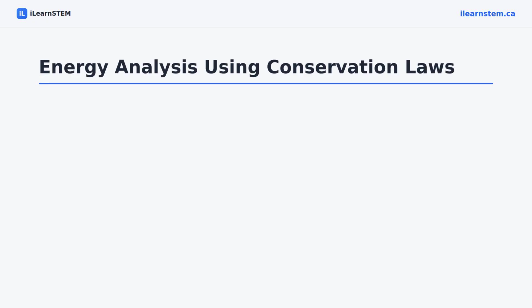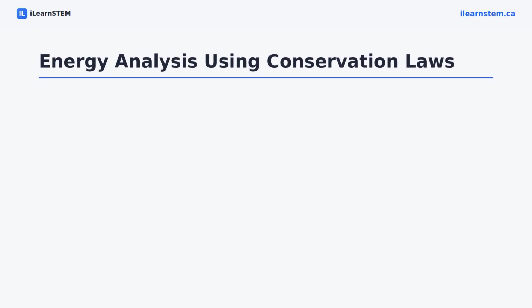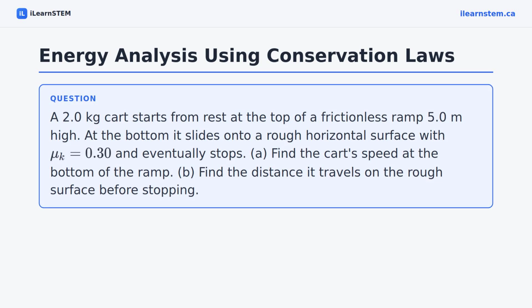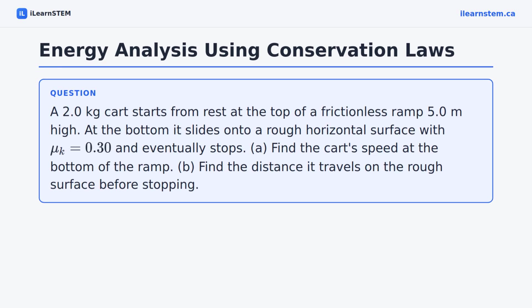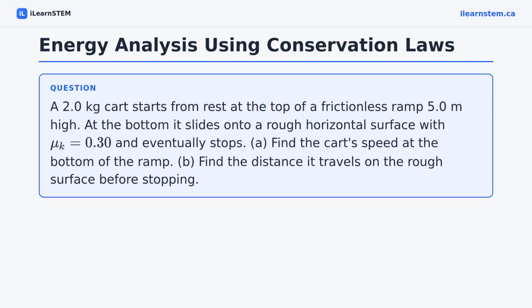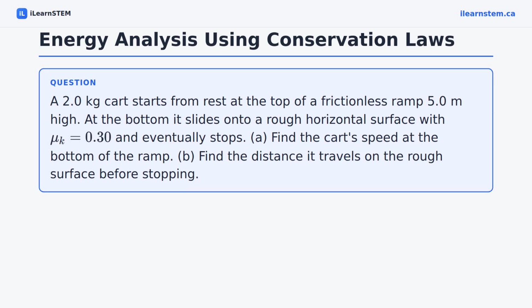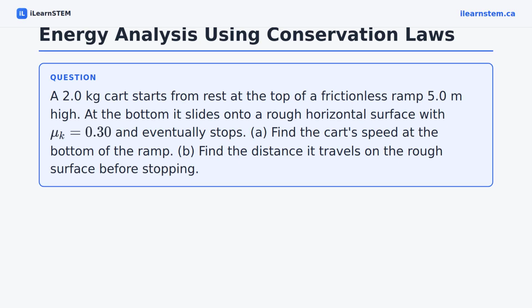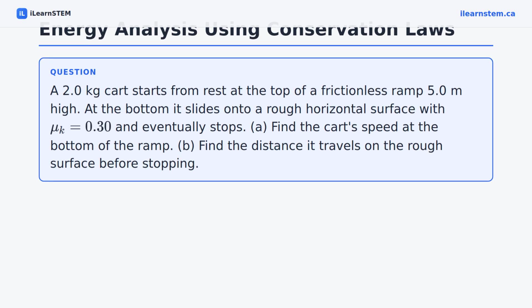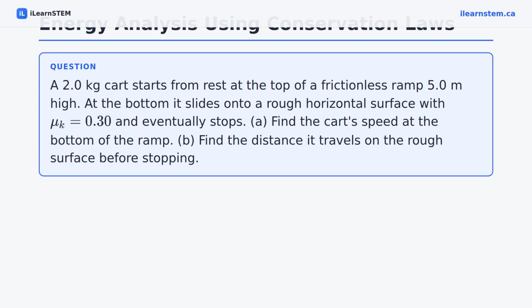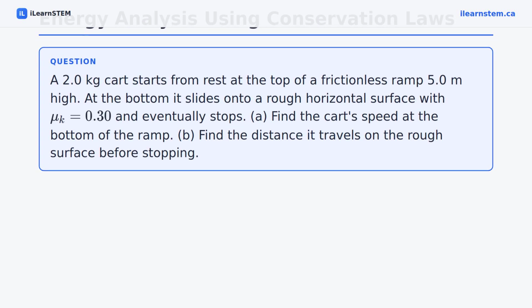We'll practice using conservation of energy and the work-energy theorem to analyze motion. Here's the problem. A 2.0 kilogram cart starts from rest at the top of a frictionless ramp 5.0 meters high. At the bottom, it slides onto a rough horizontal surface with coefficient of kinetic friction 0.30 and eventually stops.